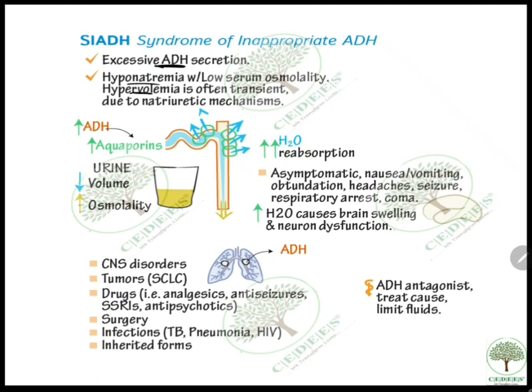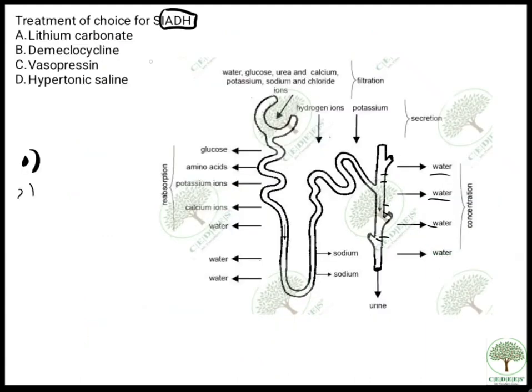Now what happens? Like I said, the excessive reabsorption of water will cause the decreased urine volume and extremely concentrated urine, and it will cause nausea, vomiting, brain swelling, respiratory arrest, coma. All of these signs and symptoms are because of excessive volume overload and excessive increase in blood pressure. So when we talk about the treatment of SIADH, the treatment of choice, there are two drugs which can be popularly used. We have lithium carbonate and demeclocycline. Among these two, demeclocycline is the treatment of choice.